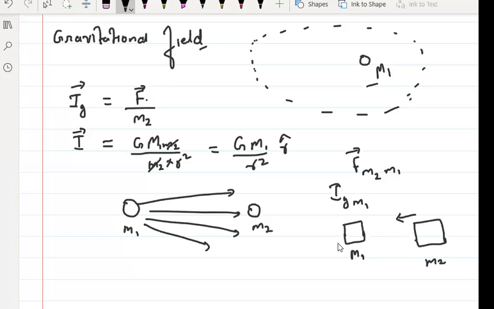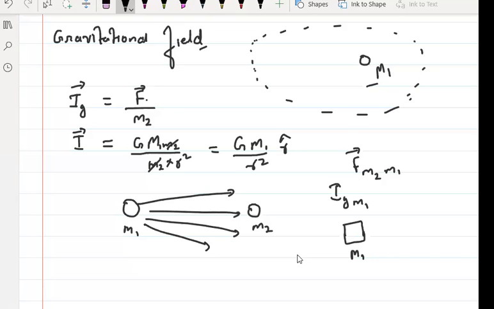Yes or no? So my next question would be, suppose I remove this magnet M2. Then will the field of this M1 disappear or not? Tell me, if I remove this magnet M2, then the field of the magnet M1 will disappear or what? It exists, right? It will still exist, right?